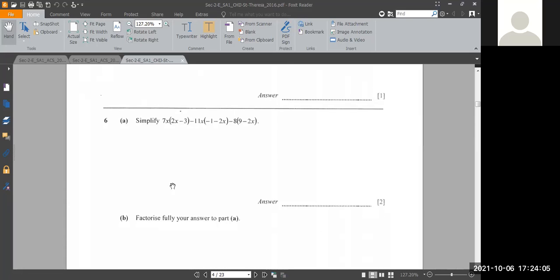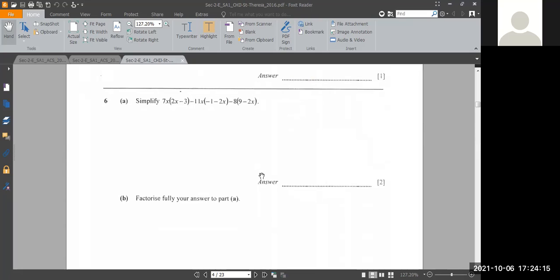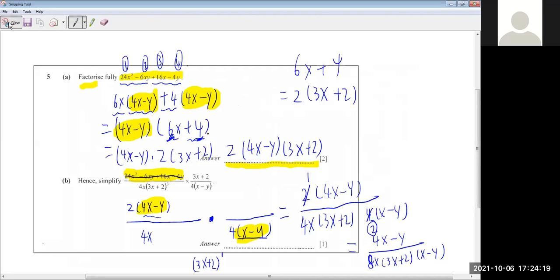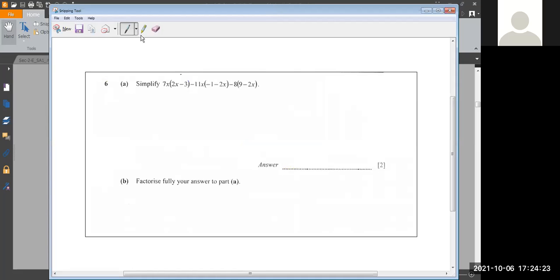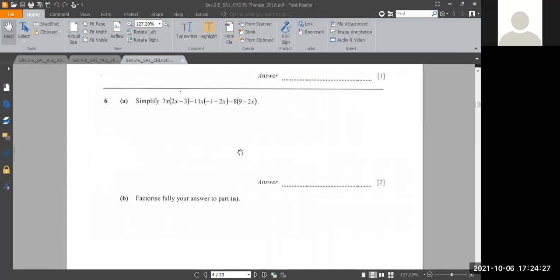6B, factorize. Okay, so once again, before you factorize, you need to simplify this. To simplify the 6, you need to open the bracket. So let's move on. Actually, it's okay. Let me cut it out first. Question 8. Question 8 or question 6? Question 8. Okay, question 8.